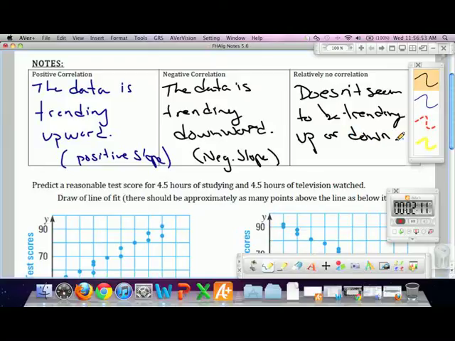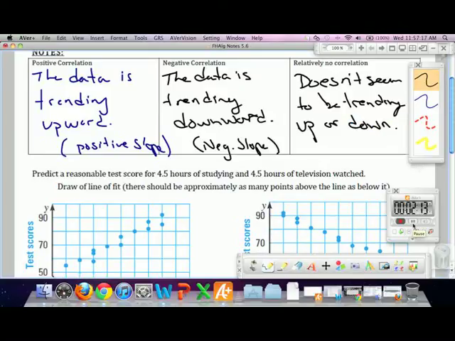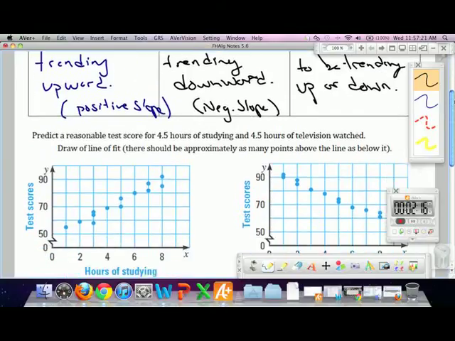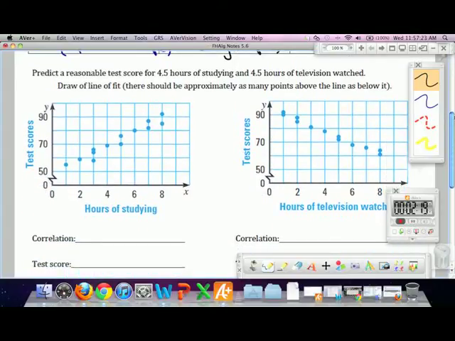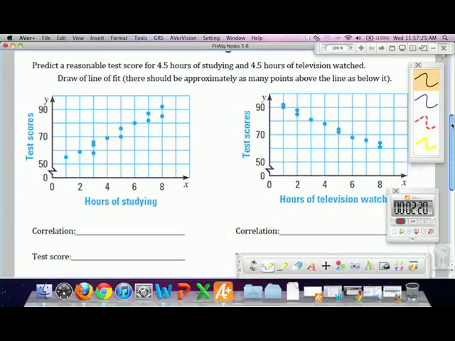But these are three definitions. We're going to be looking at what we think the correlation is as we go through. So we look at some data. One thing we're going to do is draw a line of fit. A line of fit's a line that goes through the data with about equal parts of the data above and below the line.